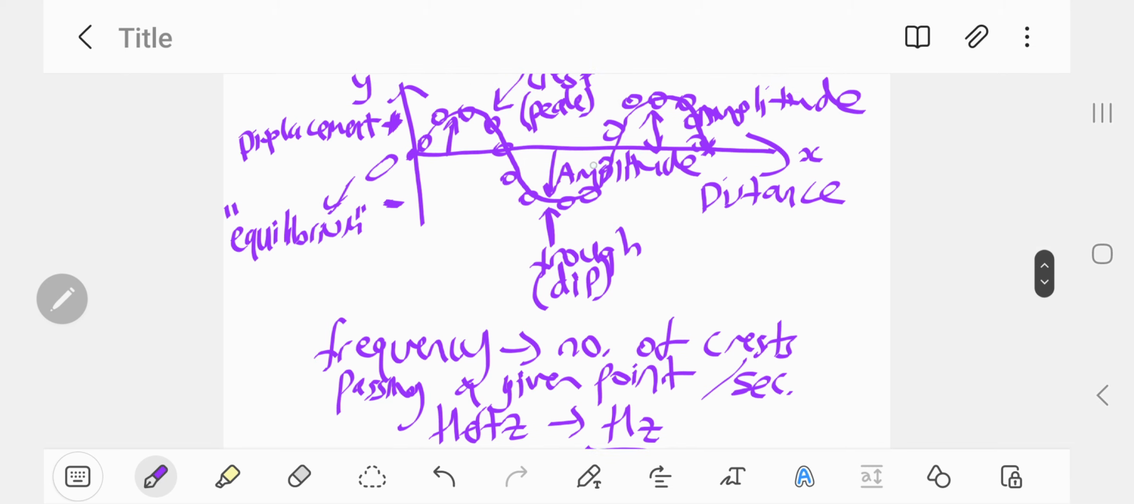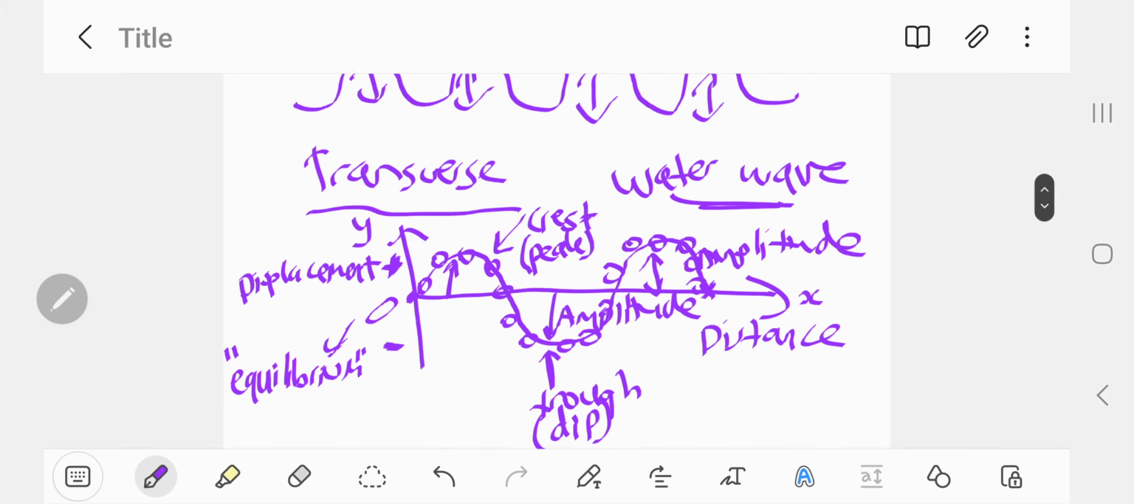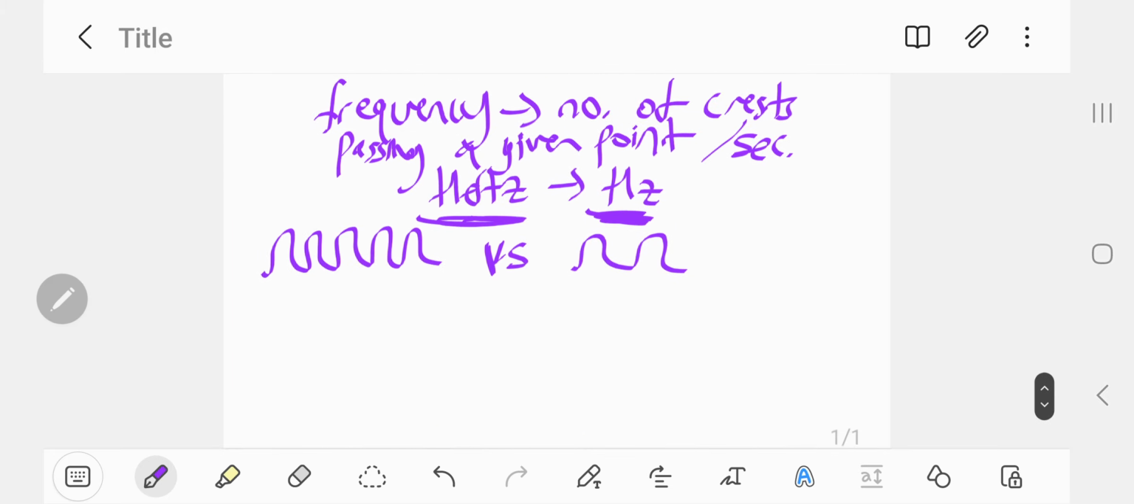High frequency means there's a lot of peaks. Low frequency means there's not many peaks. An analogy: in everyday conversation, someone might say there's been a high frequency of cars on the road. That means there's been a lot of cars. Similarly with waves, this is a high frequency wave versus this wave here, which is low frequency. So I'll leave it at that for transverse waves. Let's go on to longitudinal waves.